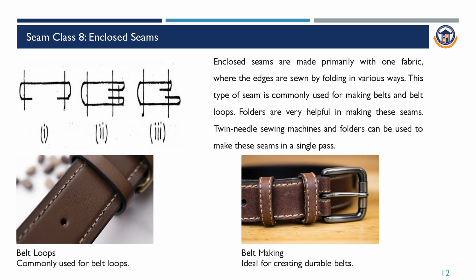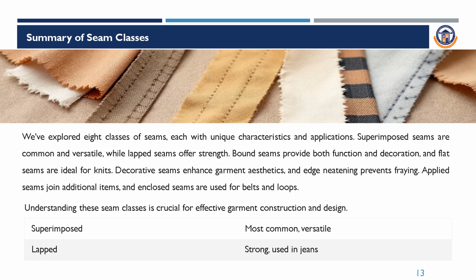Seam class 8 is an enclosed seam. Enclosed seams are primarily made with one fabric where the edges are sewn by folding in various ways. This type of seam is commonly used in making belts or belt loops. Folders are very helpful in making these seams. Twin needle sewing machines and folders can be used to make these seams in a single pass. Belt loops are commonly used for creating durable belts for garments.